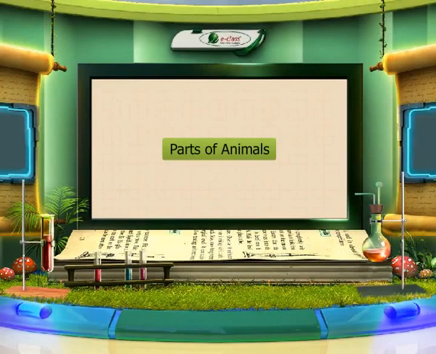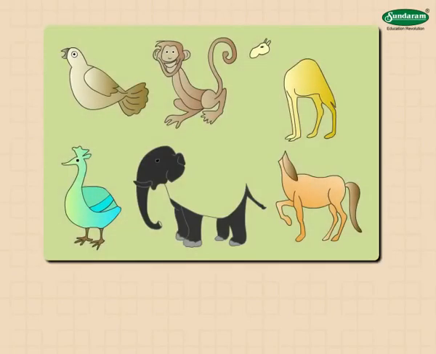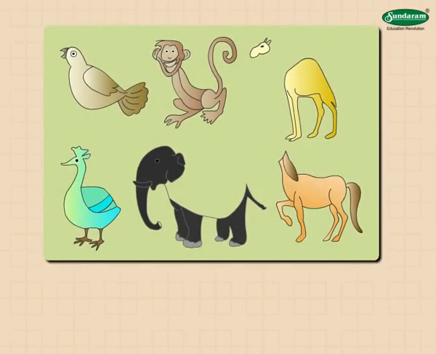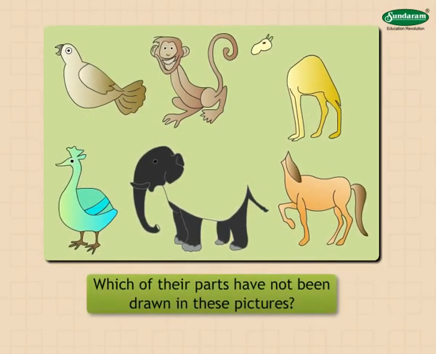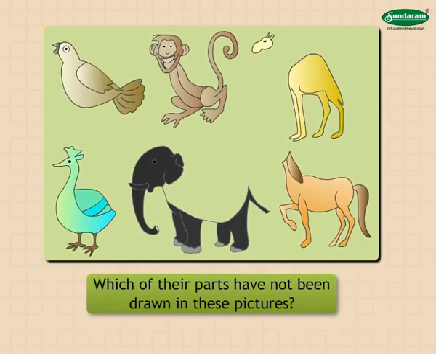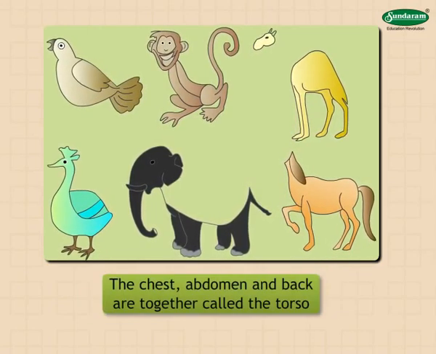Parts of animals. Body parts of common animals. Here are some animals that are familiar to us. Which of their parts have not been drawn in these pictures? The chest, abdomen, and back are together called the torso.